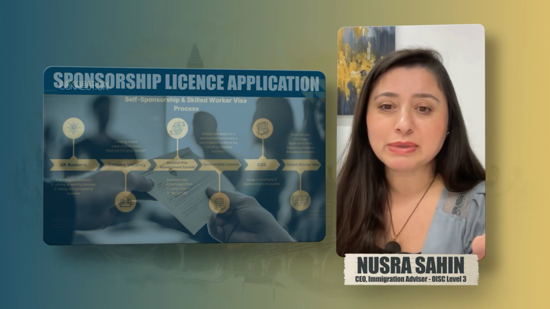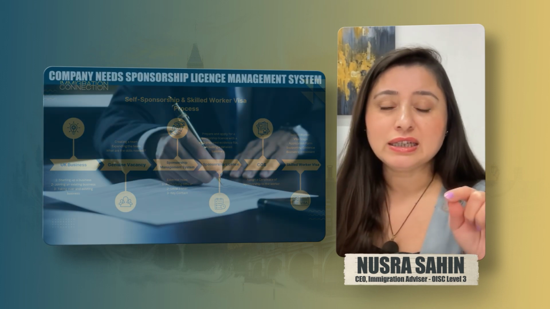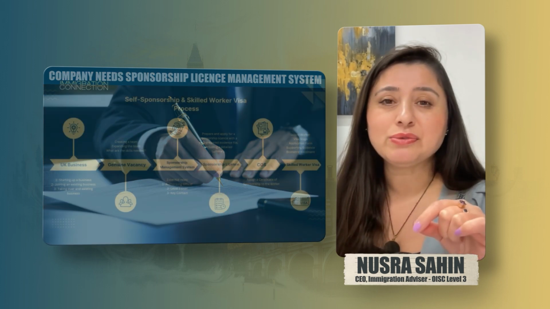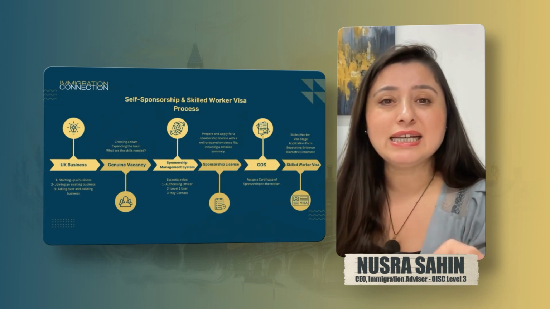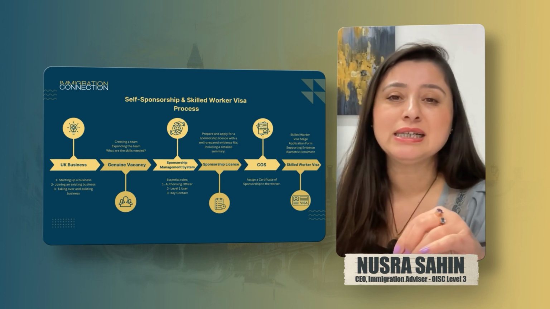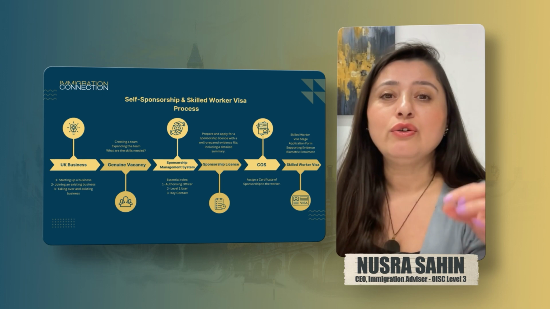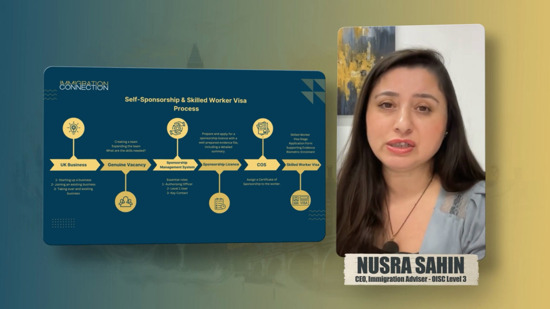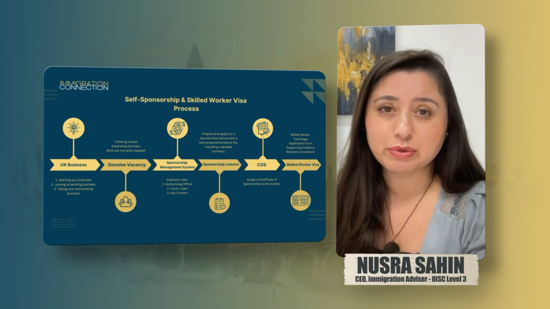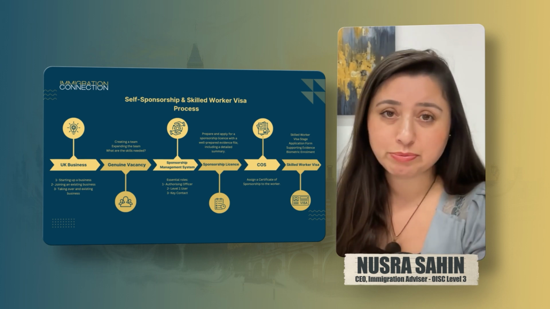Before the sponsorship license application, there is something to take care of. The company needs a sponsorship management system. This sponsorship management system is similar to an HR department, but it is created solely for the purpose of fulfilling the duties of a sponsor in relation to this skilled worker employment. It could be one person coming in, it might be more than one person.